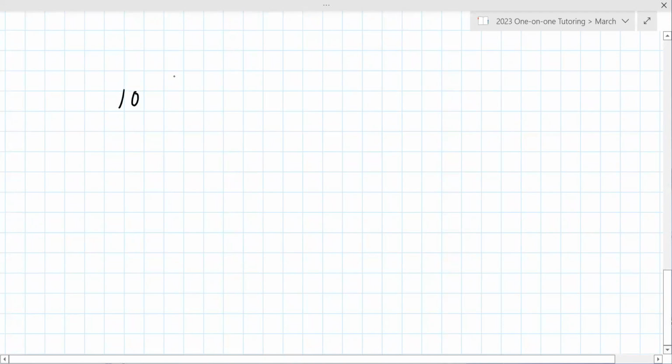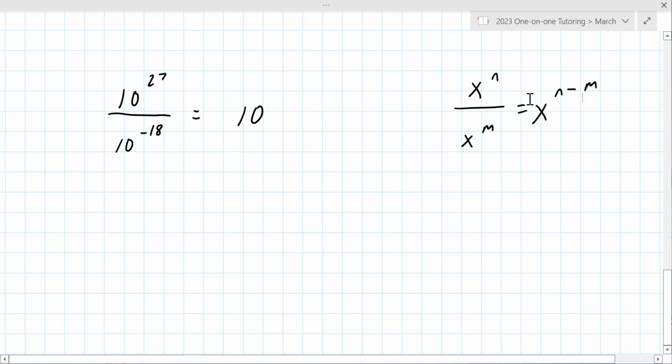So let's say it's 10 to the 27th over 10 to the minus 18. Can you tell me what this becomes? 10 to the 9th, or 10 to the negative 9? The rule is, when the bases are the same, bases being the 10, and you're dividing, you subtract. So you have to actually write n minus m. Doesn't matter what m is. M could be positive or negative. You still write n minus m.